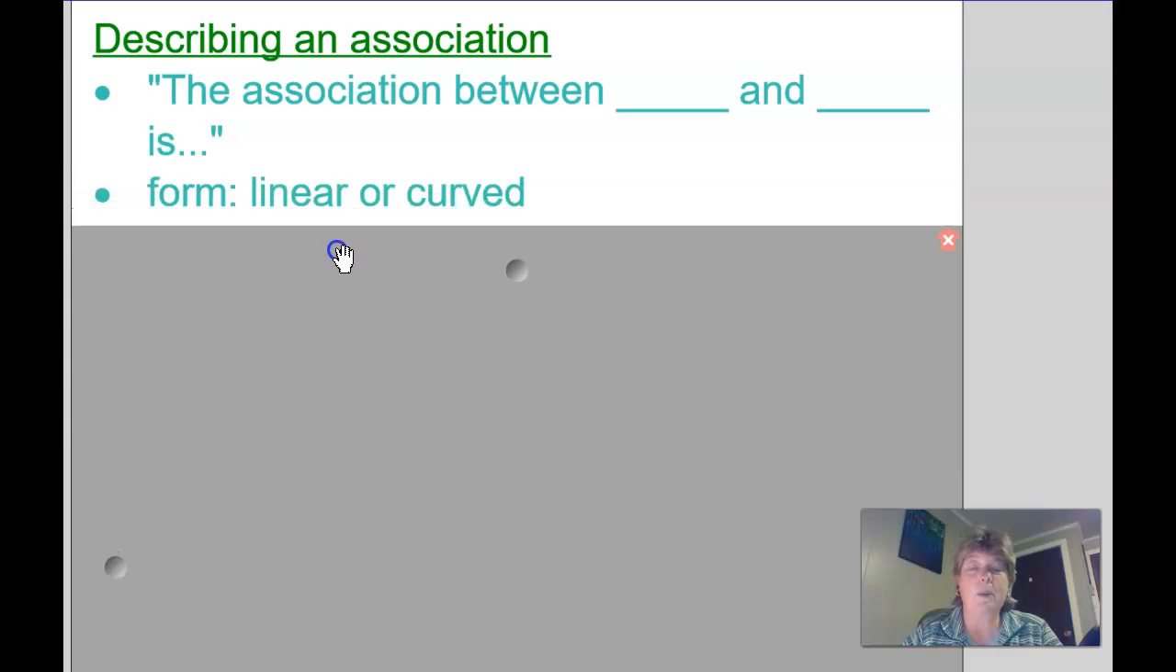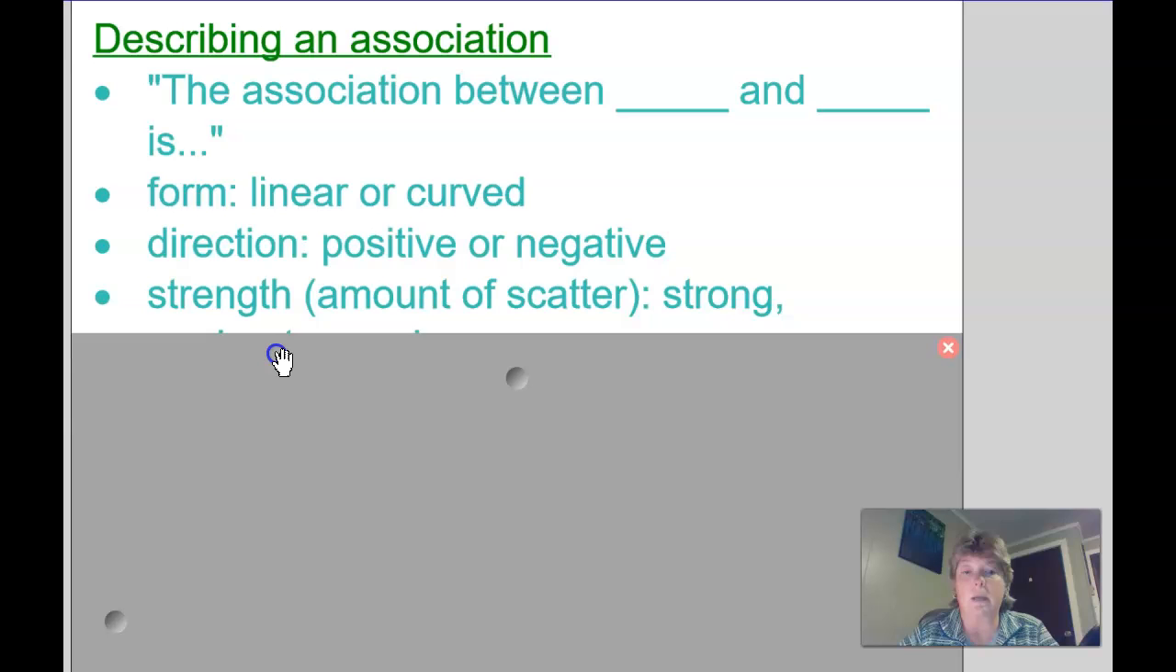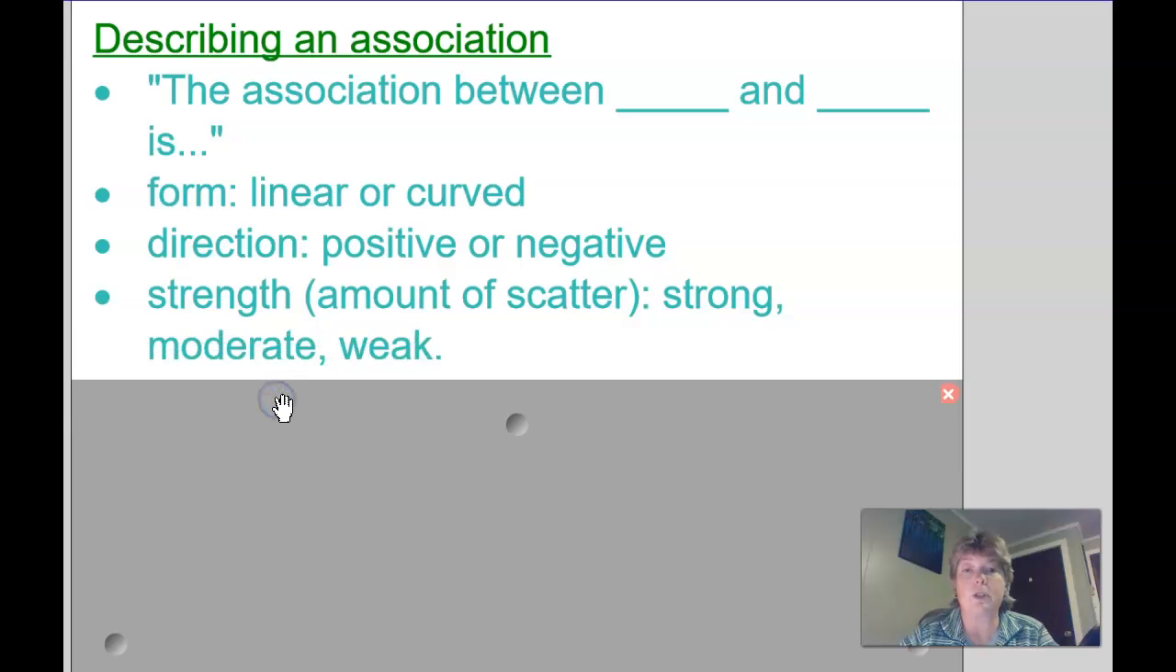So again, in no particular order, you want to talk about form. So you want to look at the scatter plot and see, does it appear reasonably linear or does it appear to be curved? And then you want to talk about direction. Is the association positive or negative? And then you want to talk about strength. So when you talk about strength, what you're looking at is how scattered is the data in the scatter plot? How scattered are the points? And then you're going to say things like strong, moderate, weak to describe that strength.